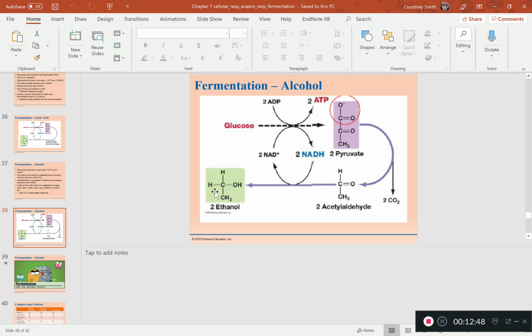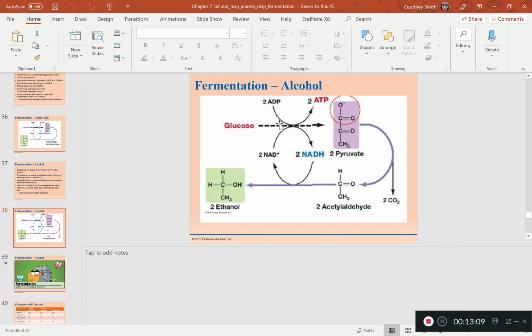But what it is, is that glucose comes in, ATP comes off, NADH comes off as well. Same thing with pyruvate. So that's the same process of glycolysis constantly. Now what's going to happen is that this part in the red circle is going to pop off, and that's going to become our CO2 byproduct. And with that popping off, we get acetaldehyde.